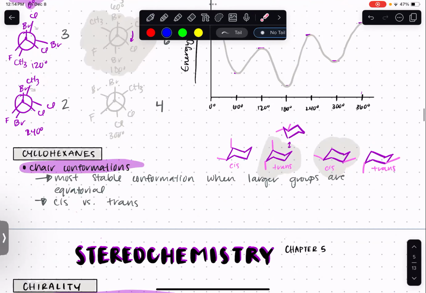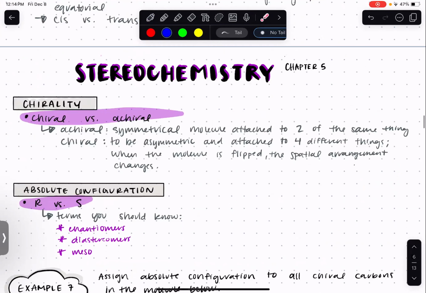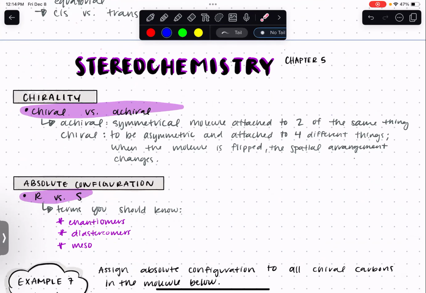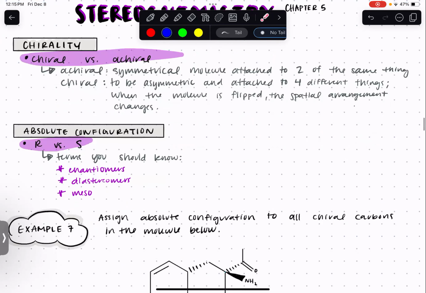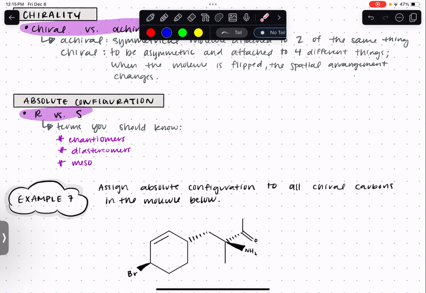So now I'm going to move on to stereochemistry, which was chapter 5. This is where we talked a little bit about chirality and what is chiral versus what is achiral. Achiral means that it's a symmetrical molecule attached to two of the same thing. And chiral means that it's asymmetric and attached to 4 different things. So when the molecule is flipped, spatial arrangement changes. And that goes into absolute configuration, which is R versus S.